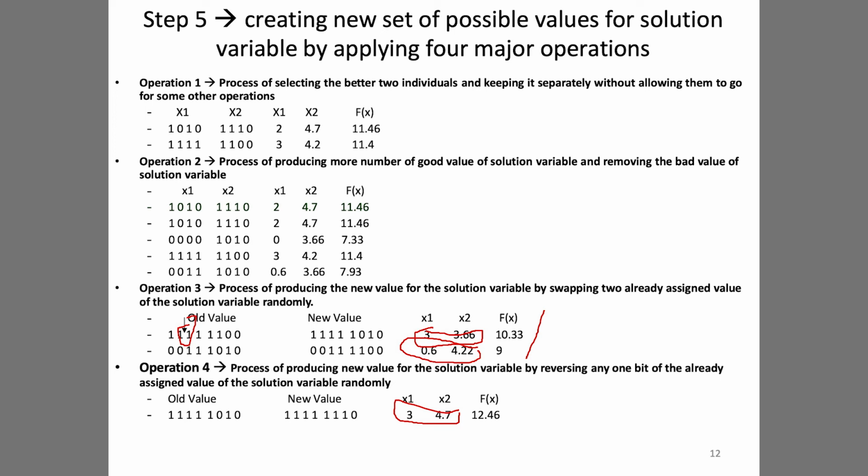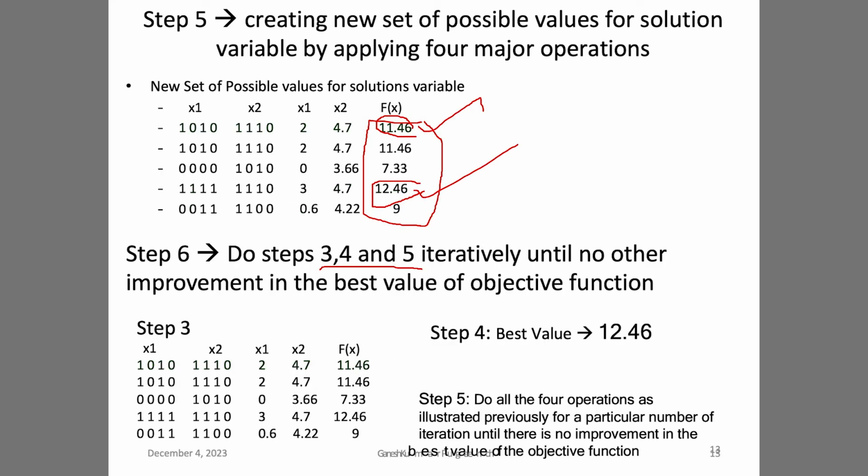Next come to operation 4. In operation 4, what you have to do is randomly choose a particular binary digit and flip the value. If it is 1, then you flip it into 0. If it is 0, you flip it into 1. In GA terminology, this is called mutation. So these are all the 4 possible operations you have to do in order to create a new set of policy.